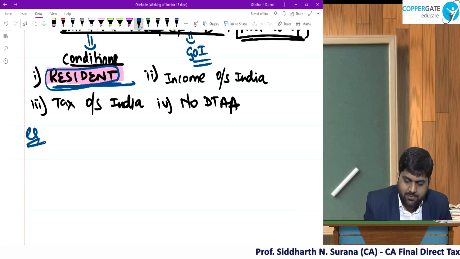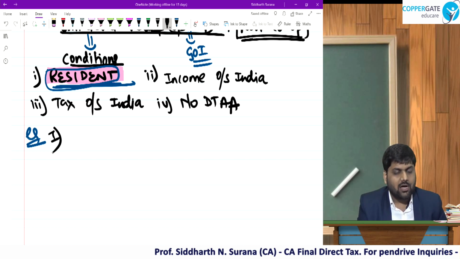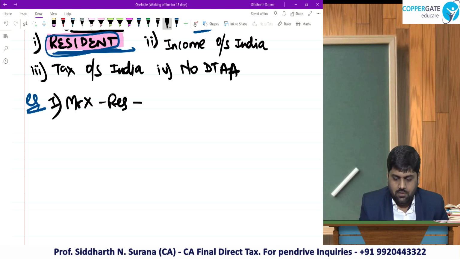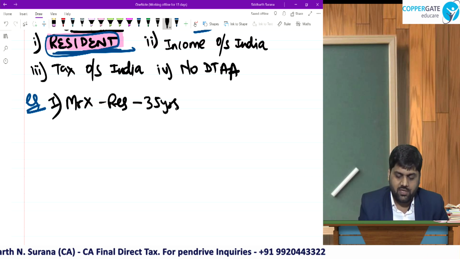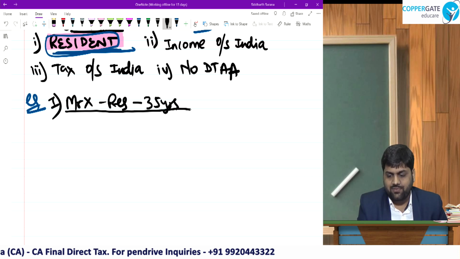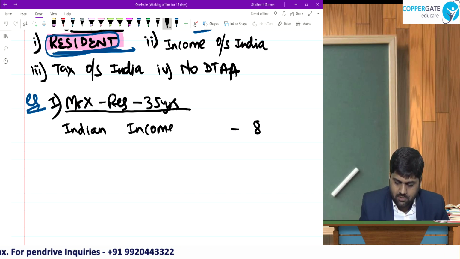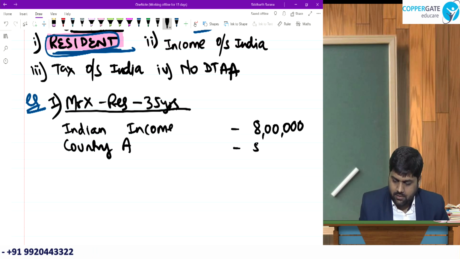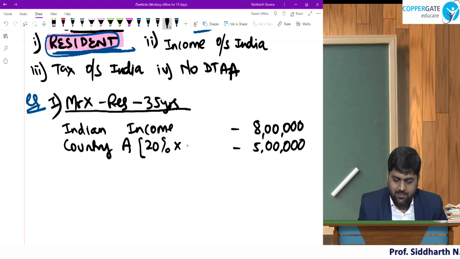Let us understand the concept of unilateral relief with two examples. First, I will do an easy example. Then I will go to a difficult, a more complicated example. First example. Mr. X, who is a resident, age 35 years. Why is age relevant? Obviously, tax slabs depend upon age of the assessee. So, Mr. X, resident, age 35 years, is giving you his income details. He has got income earned in India, rupees 8 lakhs. And he has got income earned in a country A, 5 lakh. Indian income 8 lakh, country A 5 lakh, and this income in country A, he has paid 20% tax.